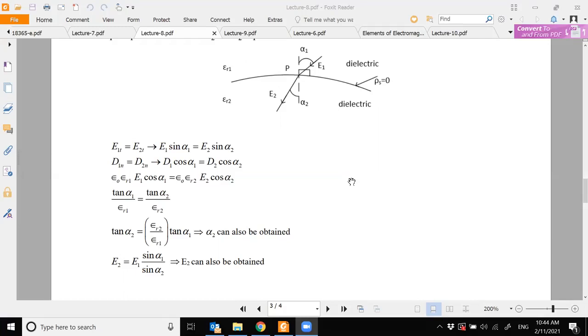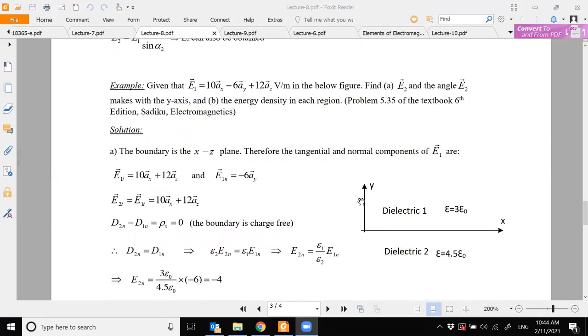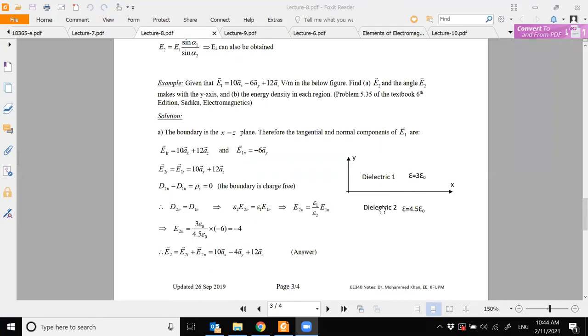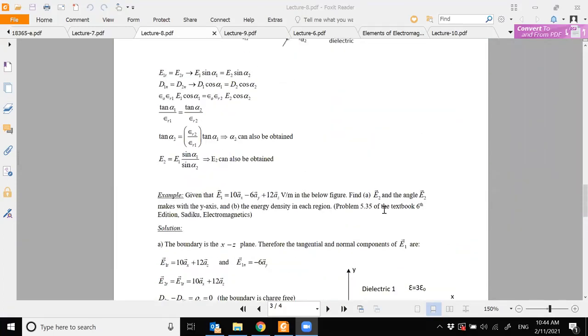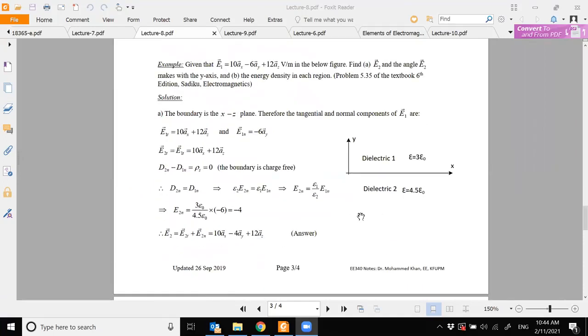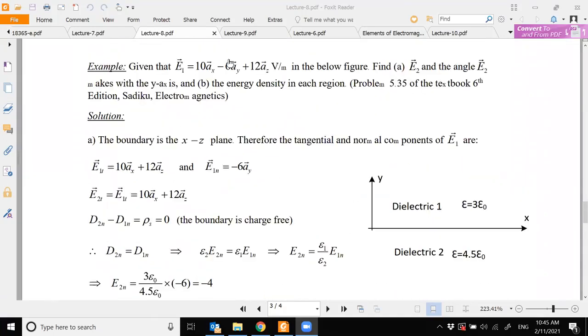Okay, good. So now let's take this example. This is a very good and comprehensive example with which you can understand, but I will go a little bit faster because now we have understood everything. It's an example saying that you have an electric field E1, which is given as 10 AX minus 6 AY plus 12 AZ volts per meter. And this is given to me. So this is my boundary.